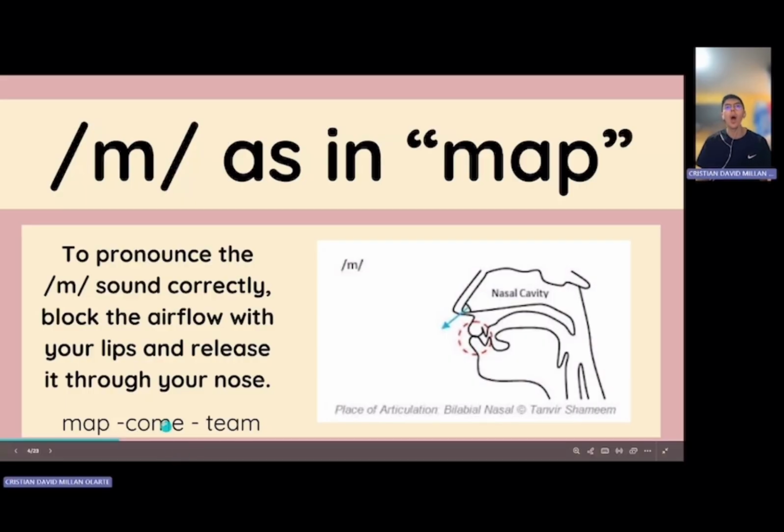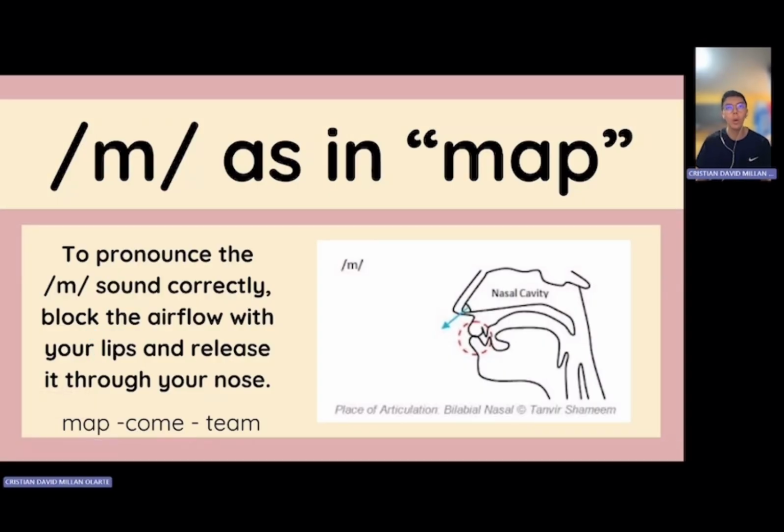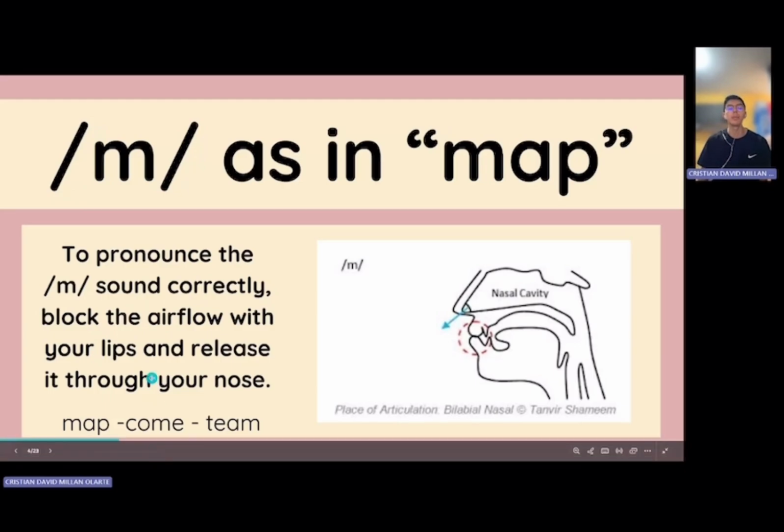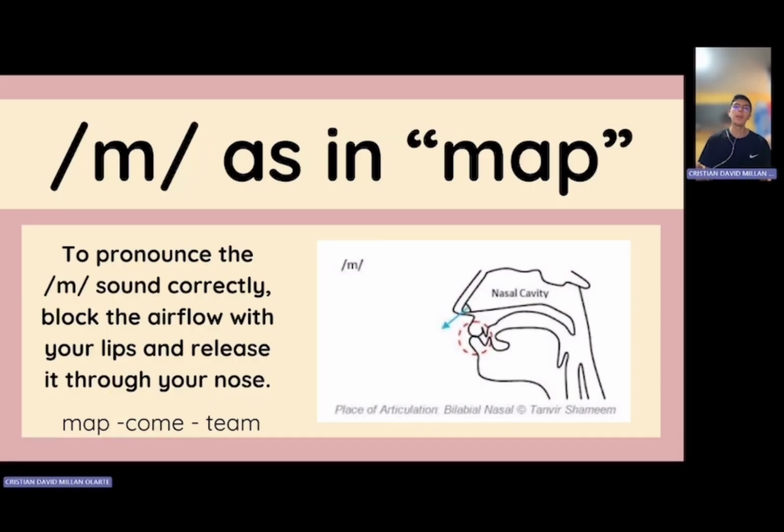Second word, come, and third word, team. As you can see, in map we have the phoneme at the beginning of the word. Then in come we have the phoneme in the middle of the word, and then we have the phoneme at the end of the word.